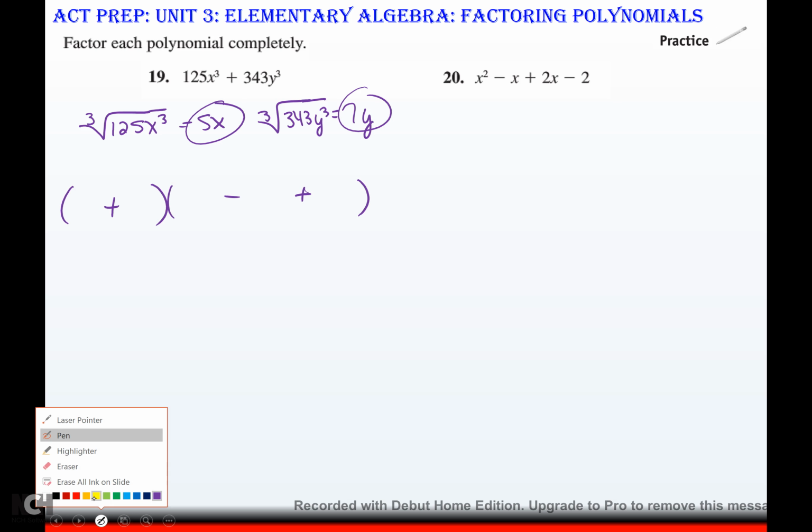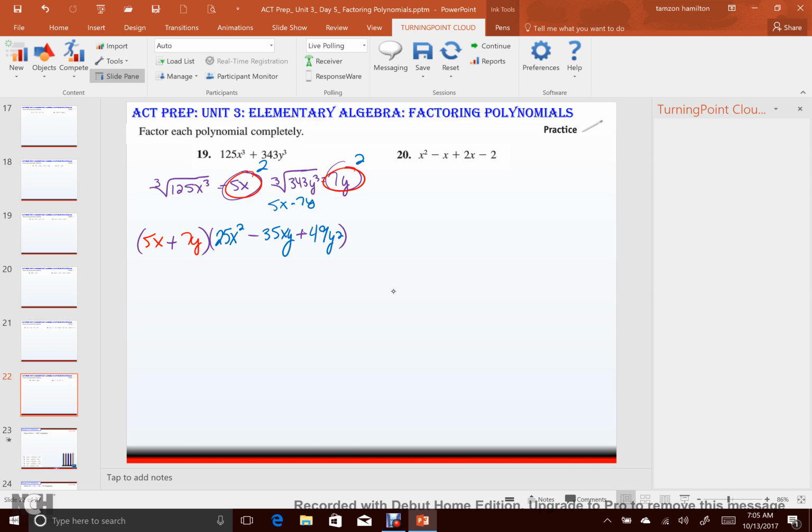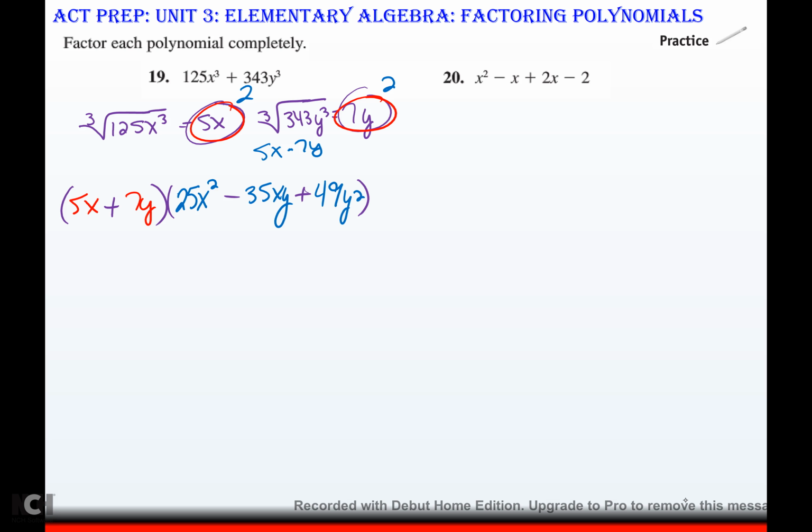My terms in the binomial are 5x and 7y. To get the trinomial terms, you square. That's going to be 25x squared, and that's going to be 49y squared. And to get the middle, you multiply those two, which is 35xy. Give me just a second. Okay, so we're done on 19.